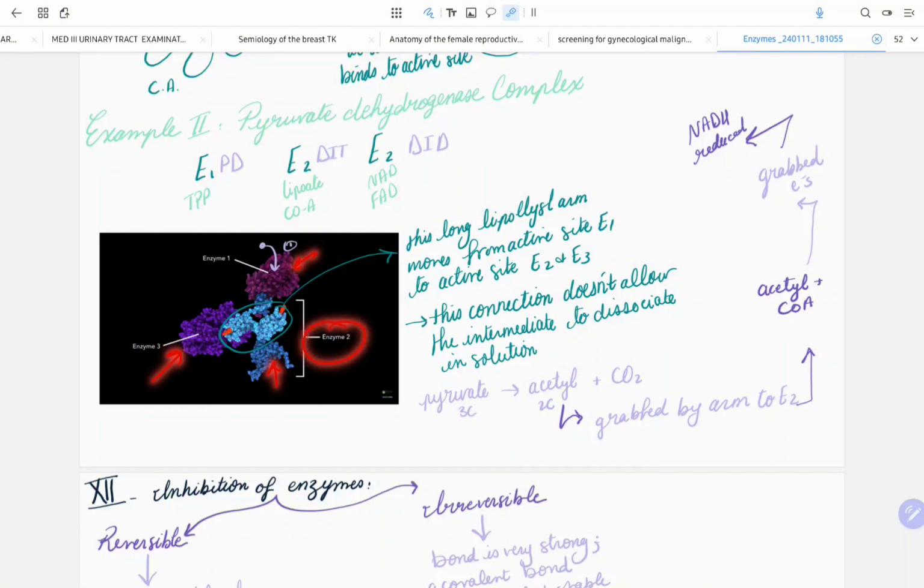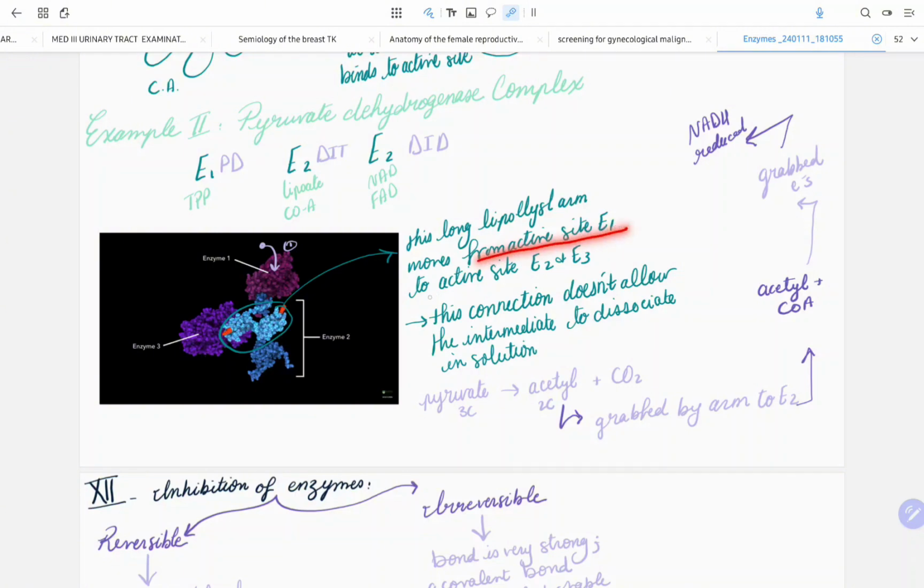In enzyme 2, there's something actually pretty cool. This is the arm of enzyme 2. It's like something that moves on enzyme 2, and it moves from enzyme 1 to enzyme 2 to enzyme 3. Okay, it's like a triad that moves, right?